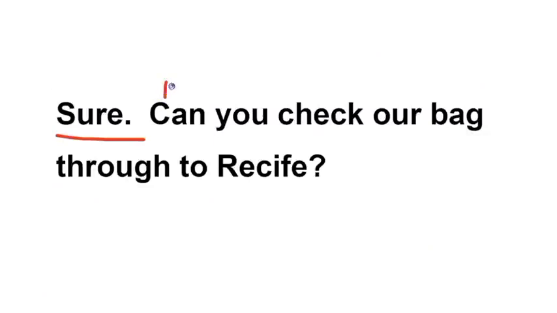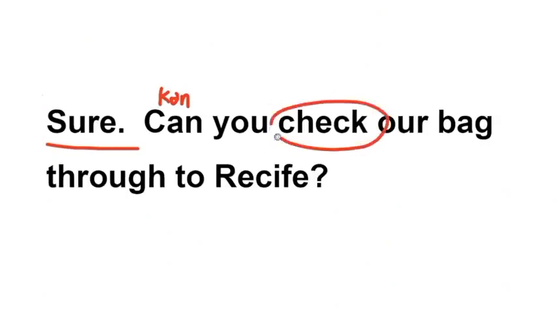Notice Jay reduced can to can. Can you check our bag? What's the main verb here? Can you check our bag through to Recife? The main verb is check, so can is a helping verb, and we want to reduce that. The word to, Jay pronounced that with a flap T and the schwa. This is a common reduction. Through-da, through-da. Can you check our bag through to Recife?